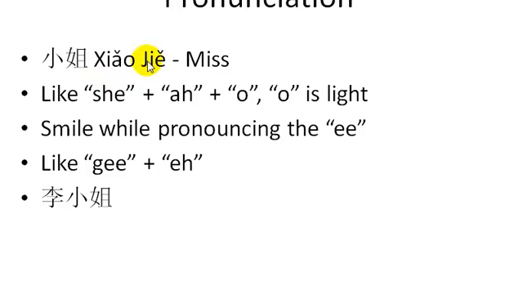Now let's try the word miss. So we'll put xiao and jie together. And these are both third tones. So you remember what happens to the first character in a word where they're both third tones. This first one becomes a second tone. So we don't say it with two third tones. We say xiao jie with the first in second tone. So let's try that 3 times. Xiao jie, xiao jie, xiao jie. Excellent.